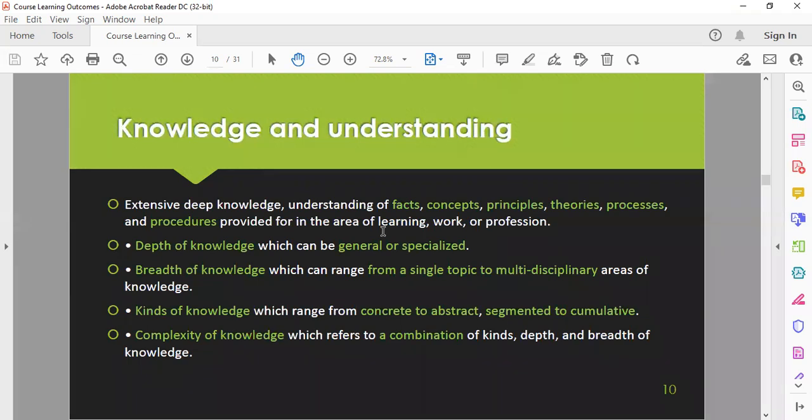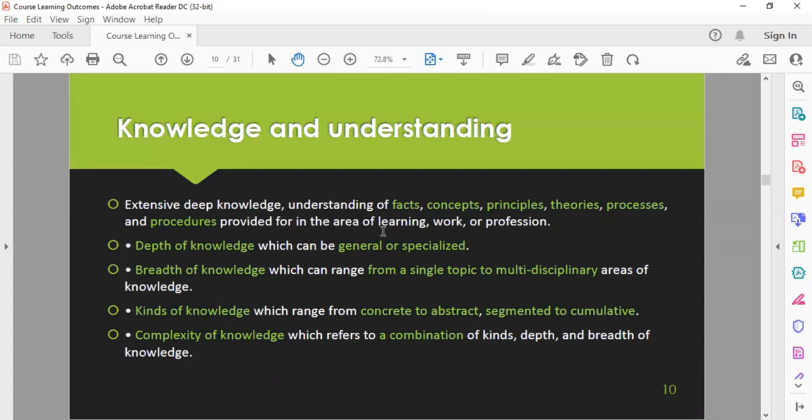So if we look closely at each domain, what is meant by knowledge? It means extensive, deep knowledge and understanding of facts. Whenever we talk about facts, concepts, principles, theories, processes, and procedures, this comes under the knowledge part. We provide for that in the area of learning, work, and profession as well. We have to look at the choice of words also, like depth of knowledge, whether this knowledge is general or specialized. Also breadth of knowledge. It might range from a single topic to a multidisciplinary area of knowledge. So broad knowledge is also a focus.